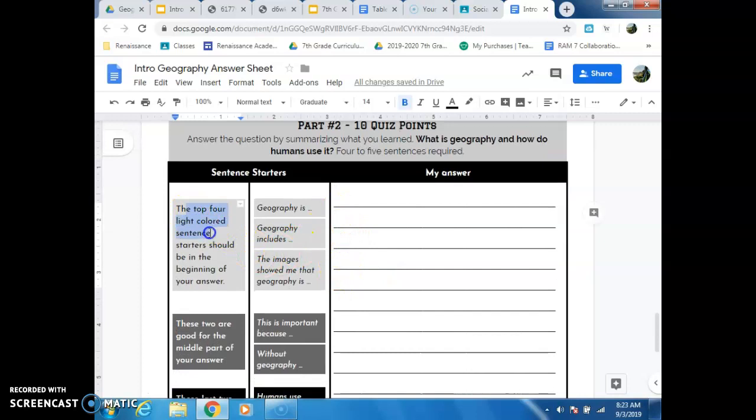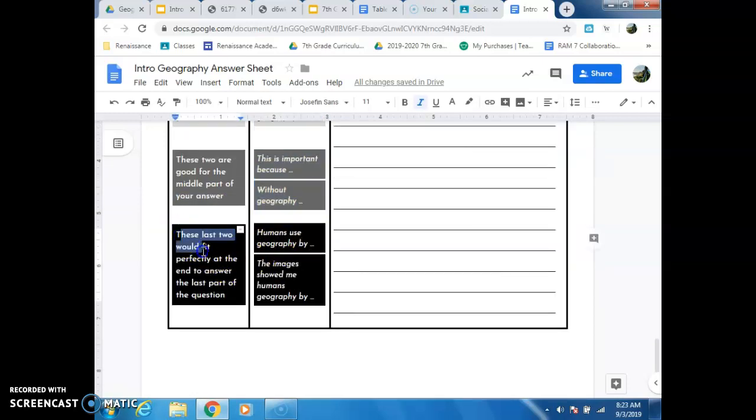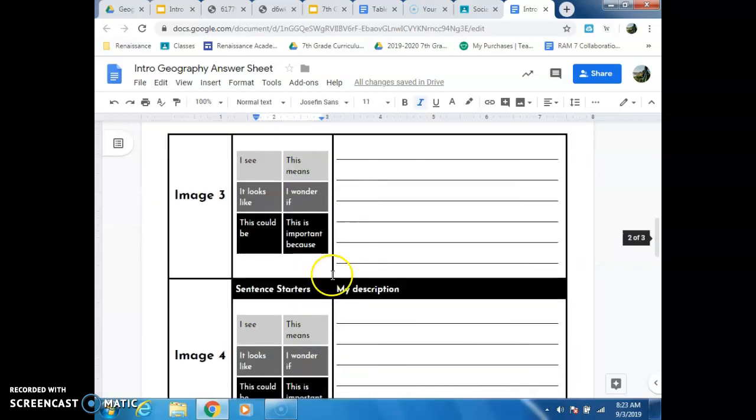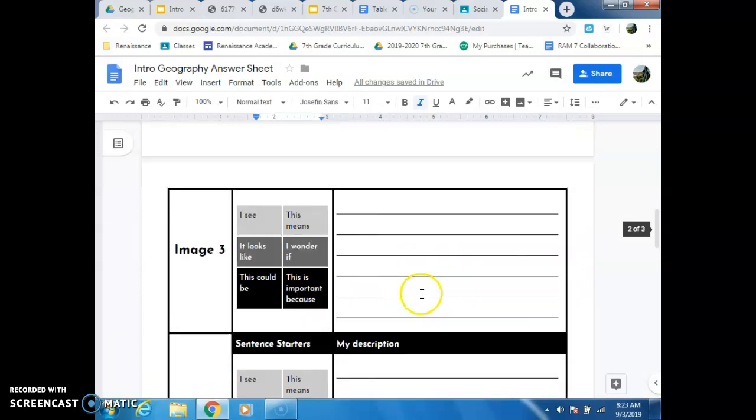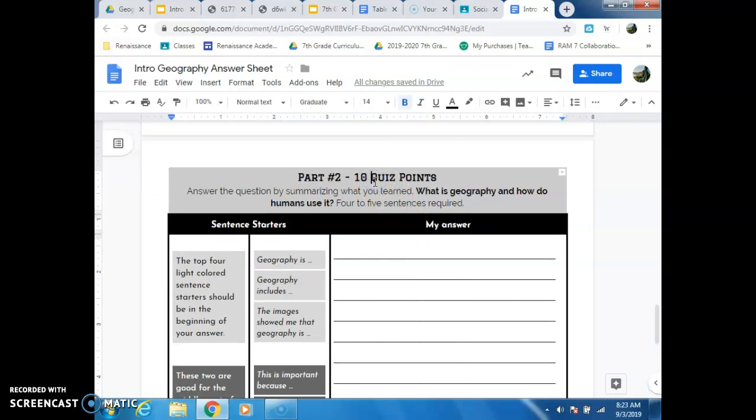The top 4 light colored sentence starters should be the beginning of your answer. Oh, sweet. These 2 are good for the middle part of your answer. This is important. Without geography. Sweet, Mr. Rod. I'm so glad you're hooking us up. These last 2 would fit perfectly at the end of the answer. Wonderful. So whatever I have said up here, I can use down here for my quiz answer.